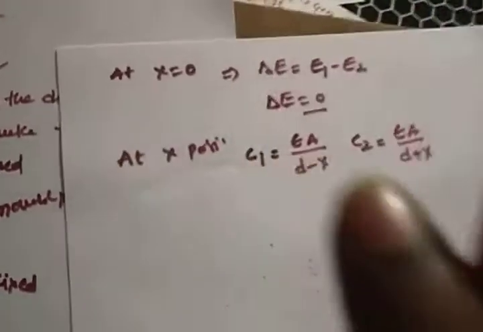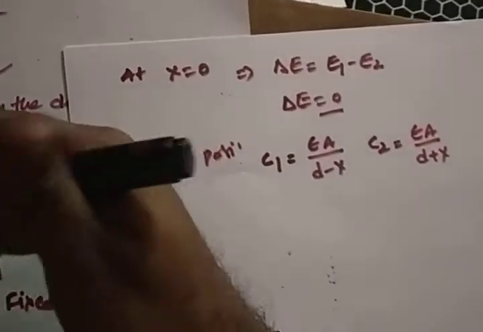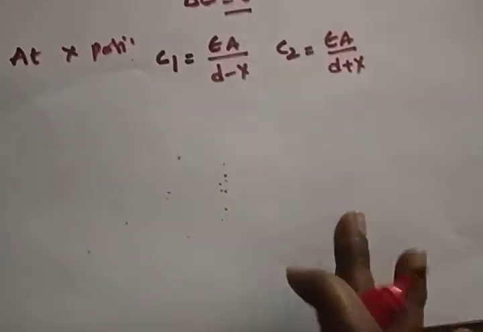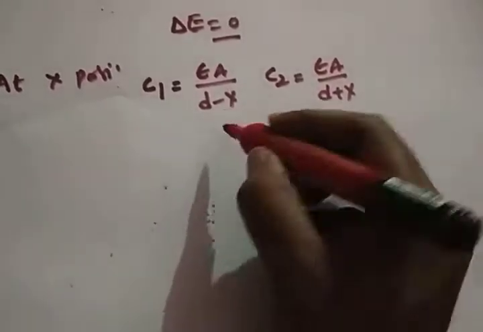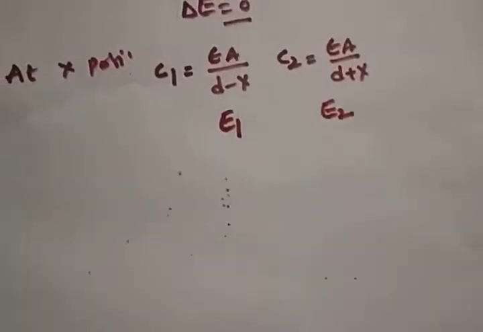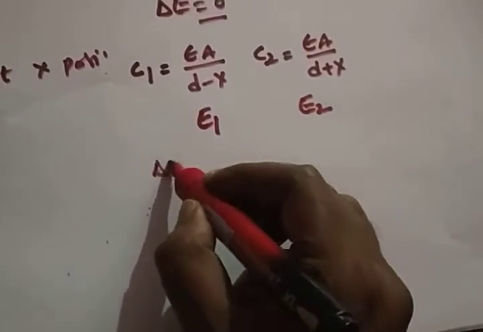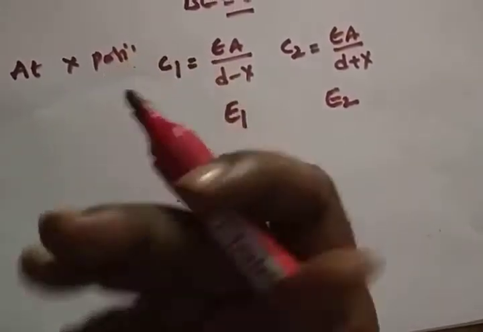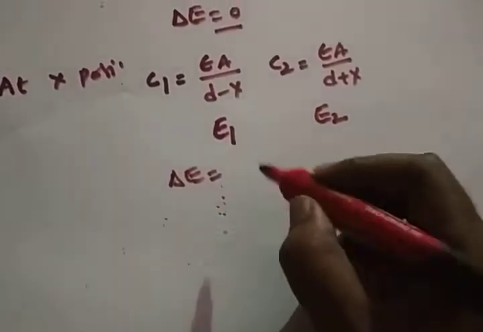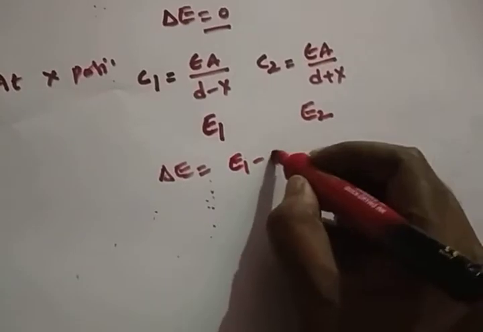Now the capacitances change. Your displacement is converted to a change in capacitance. How can you measure the change in capacitance? You need to find out the voltages. So the voltage across C1 we assume is E1, and across C2 is E2. Now delta E, the voltages are different because the displacement changes. Your voltage is not equal to 0, so you should make E1 minus E2.